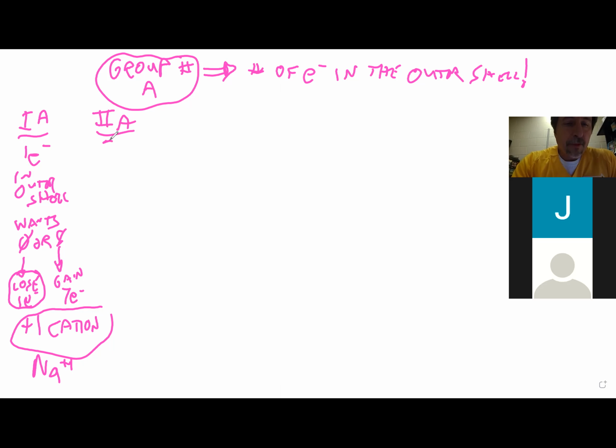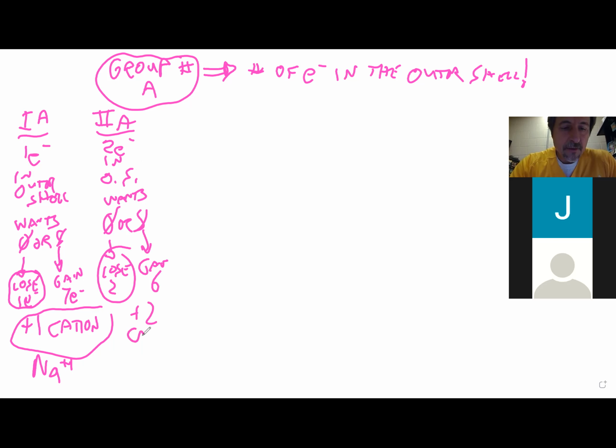2A, two electrons in the outer shell. Wants zero or eight, you'd have to lose two or gain six. Much easier to lose two. So you're going to make a plus two cation. And everybody in group 2A, let's see who's on there. There's beryllium, magnesium, calcium, barium, strontium. We don't really deal with the ones on the bottom. There you go. Okay. All of them want to make plus twos.